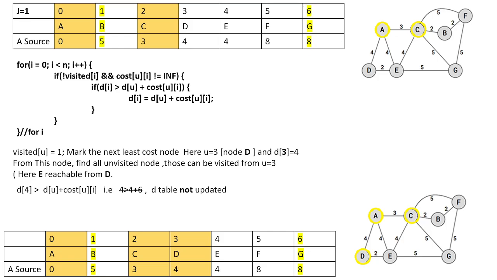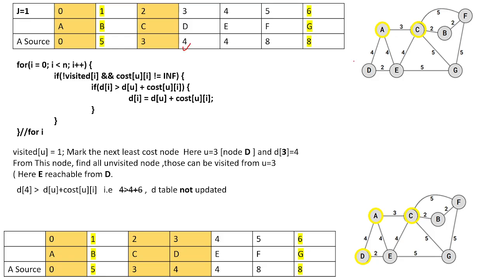So we have visited C, and the table is also updated. Now we have to go for the next entry, J equal to 1. Among the remaining nodes, we have B, D, E, F, G. Among these, which is the next least cost?